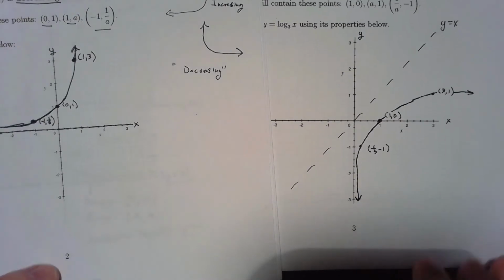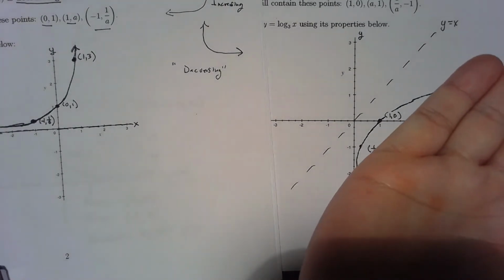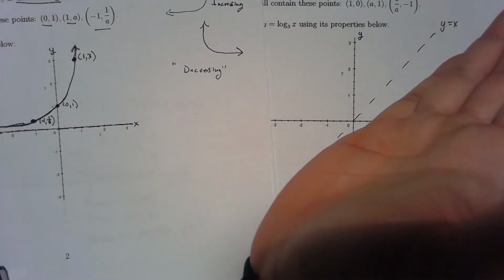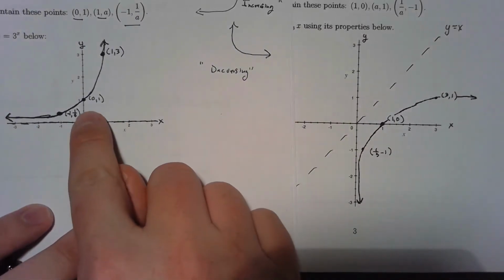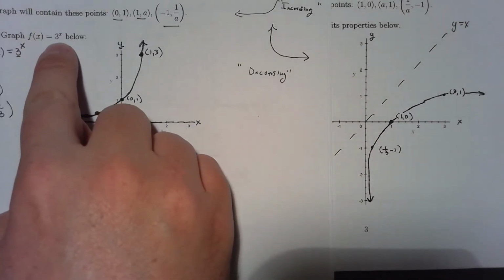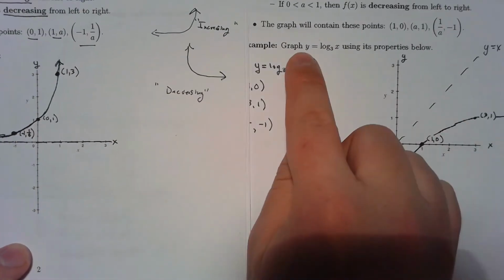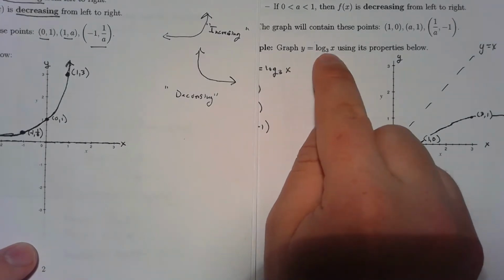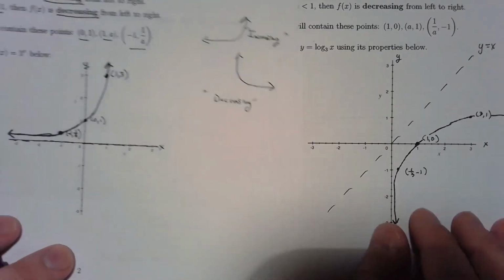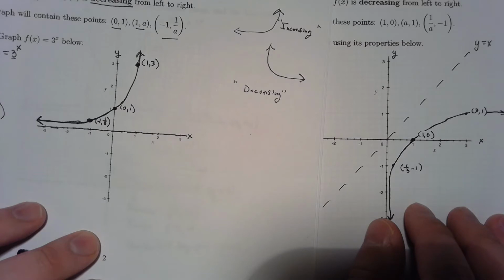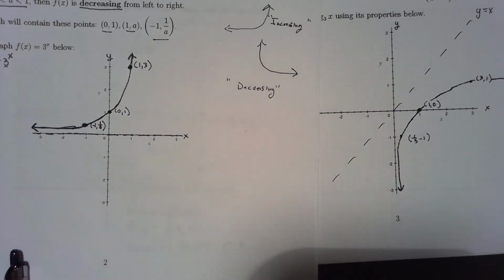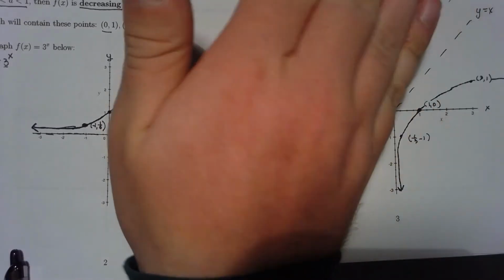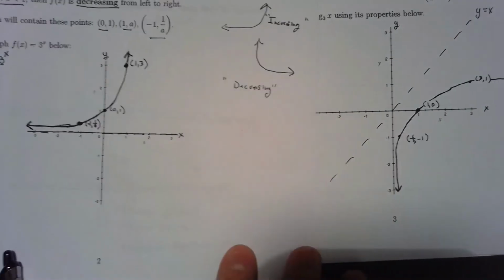Remember when we talked about inverse functions? To graph the inverse, you just take this graph and you reflect it about the line y equals x, and you're going to get the inverse function, right? This is f of x equals 3 to the x. This is y equals log base 3 of x. So you can kind of see how they're related, right? You could go from one to the other or vice versa by just reflecting it like that.